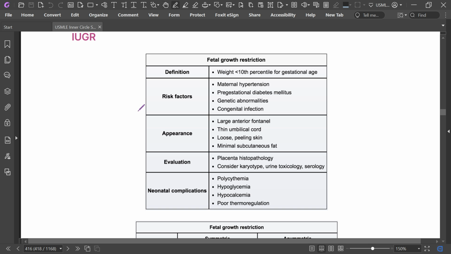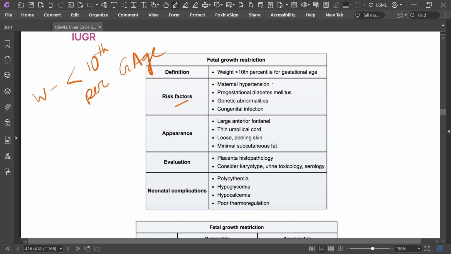IUGR, intrauterine growth retardation, fetal growth restriction. Definition is weight less than 10th percentile for gestational age.